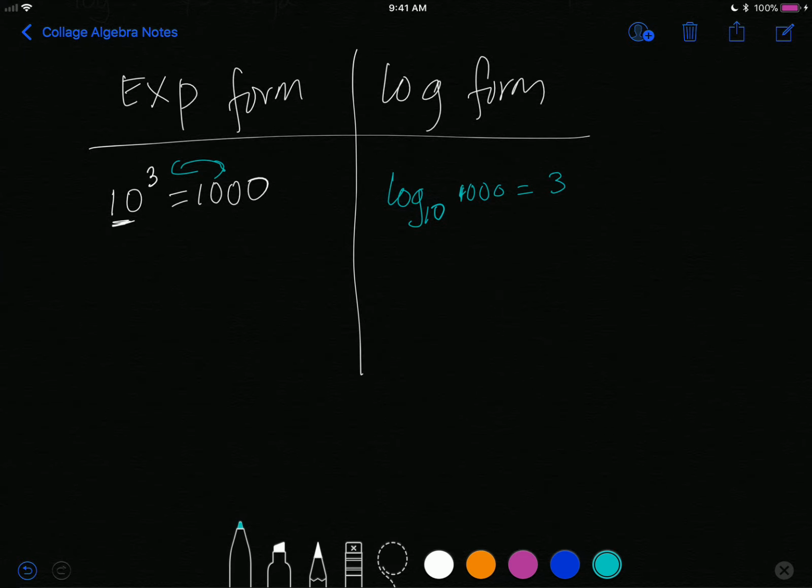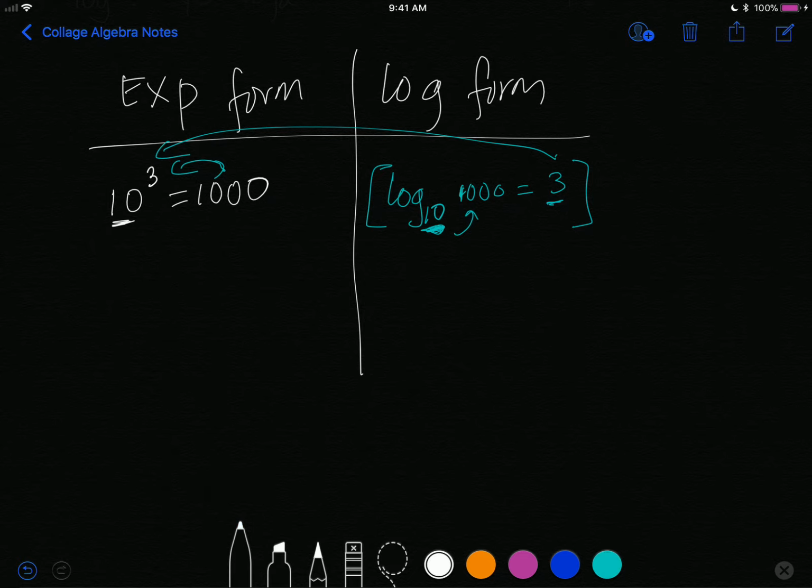What this statement is saying is this. This is read log base 10 of 1,000. And what this is saying is, if I took 10, what power do I need to raise it to get 1,000? That answer is 3. So in a logarithm, the answer you get is the power.